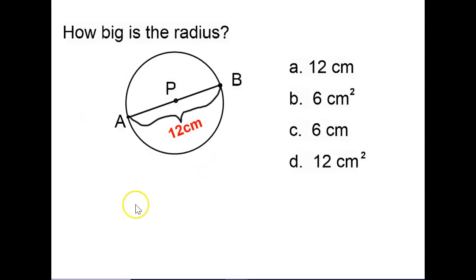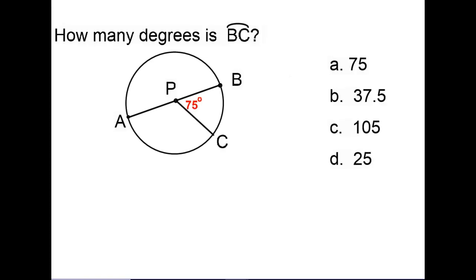Some of the basics that you'll need to remember is that the diameter is always twice the radius. If you're given the radius in a circle of, say, 12 centimeters, you have to remember that the diameter is going to be half of that, or 6 centimeters.